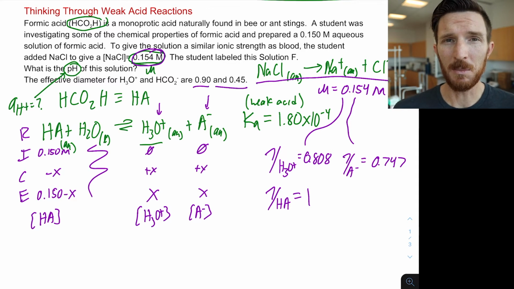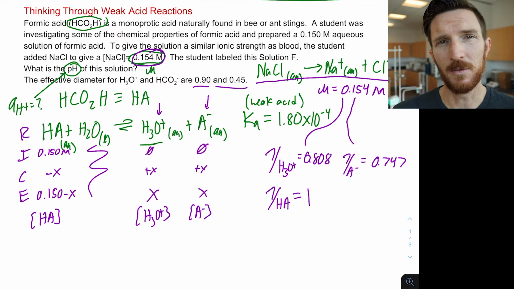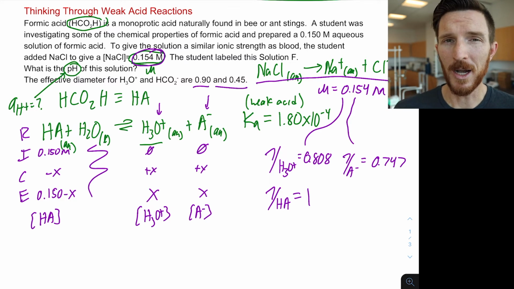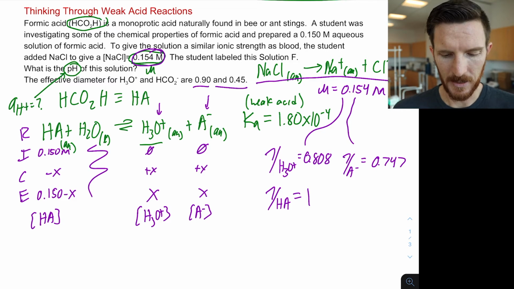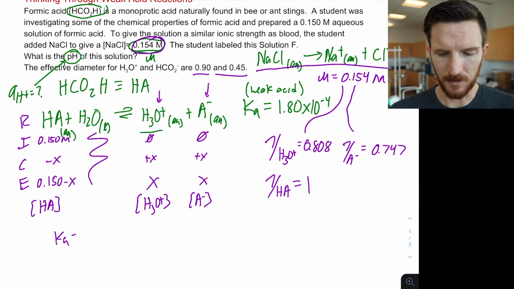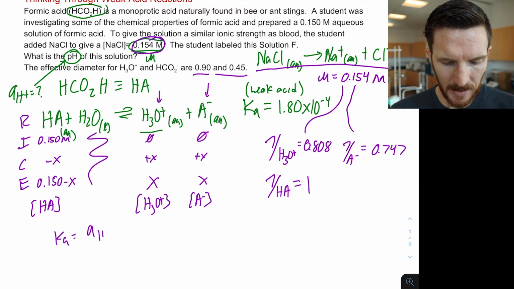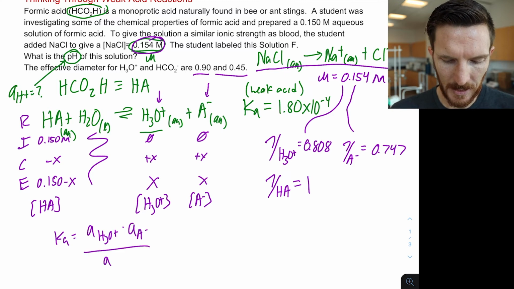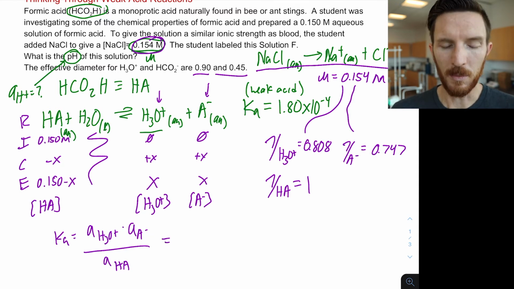We can make that approximation here for our neutral species. And we see that we can do that because there's no ionic cloud per se present around it that's going to be influenced by the sodium or chloride ions to the extent that we would see for our hydronium or the formate ions. So now we have our activities, and now all we have to do is plug in the information that we have presented so far. So we have our Ka is equal to the activity of our hydronium ion, the activity of our formate ion, divided by the activity of our formic acid.